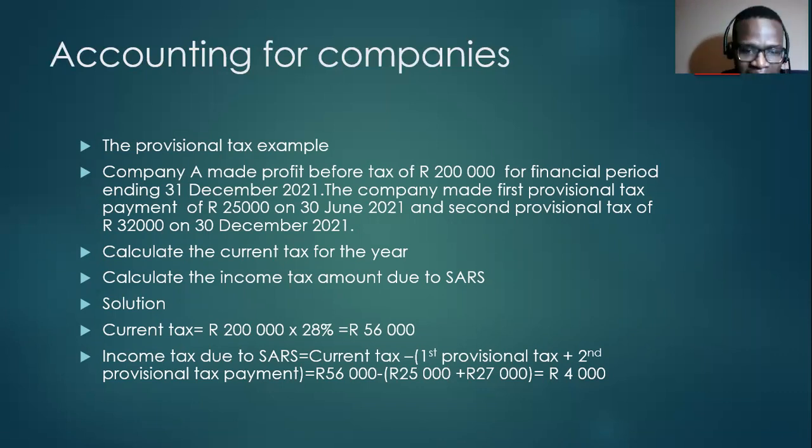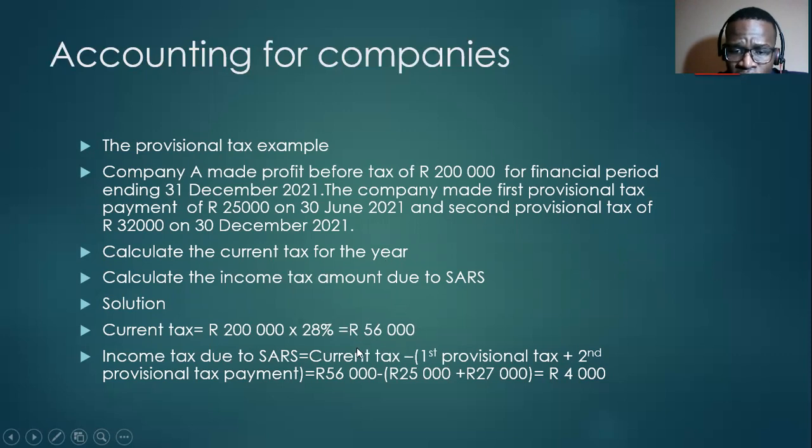So the solution: current tax, as we say, is your profit before tax times 28%, which is equal to 56,000. Then the income tax that is due to SARS is equal to your current tax minus your first provisional tax plus your second provisional tax payment, right? Your current tax is 56,000.